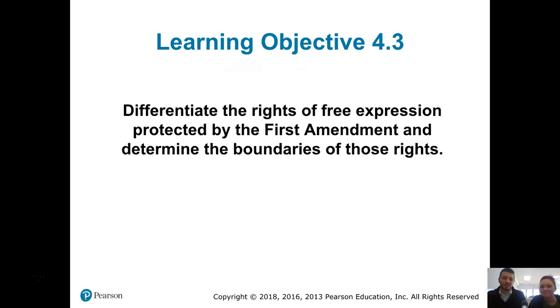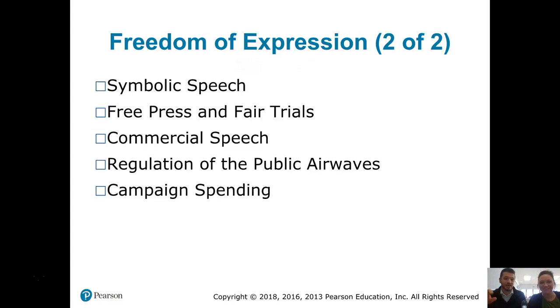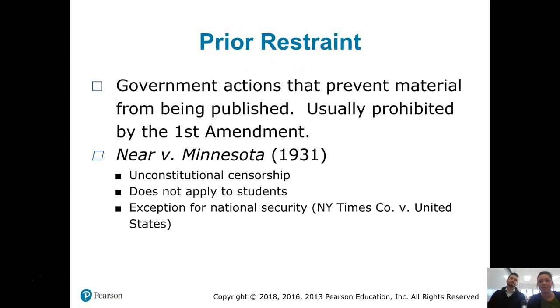4.3. All right, so we're going to differentiate the rights of free expression protected by the First Amendment and determine the boundaries of those rights. So again, don't write these. These are the things we're going to talk about: prior restraint, free speech and public order, obscenity, and then libel and slander. I read that as obesity. Sorry, we're also going to talk about symbolic speech, free press and fair trials, commercial speech, regulation of the public airways, and campaign spending. All right, here we go.